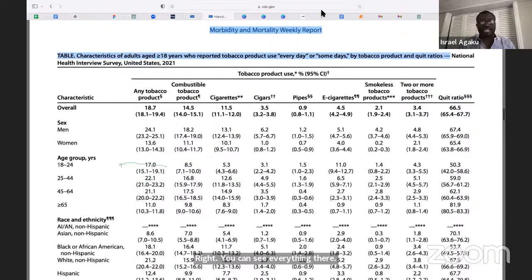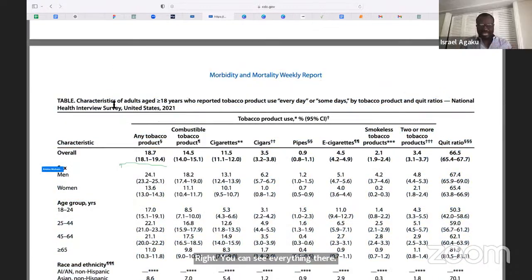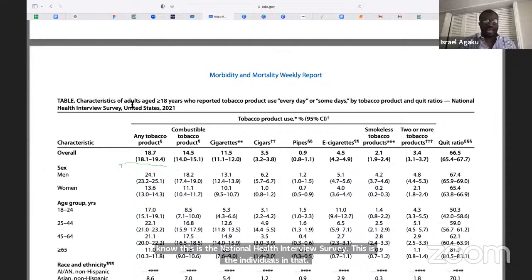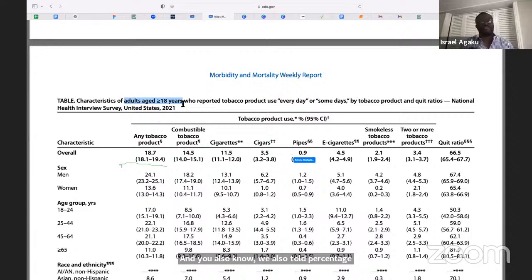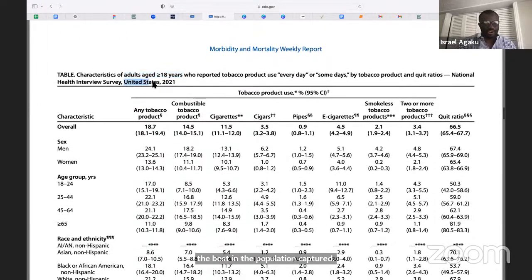We know this is the National Health Interview Survey. This is the individuals in that. That is a person. And we're also told percentage of adults aged 18 years or older. So we know the person, the population captured. We know the data source, we know the country or the location, and we know the time. Person, place, and time. We cannot talk about writing without mentioning it's like a song. Person, place, and time. We sing it all the time, right? When we say your table should stand alone, the title must contain elements of person, place, and time independently.